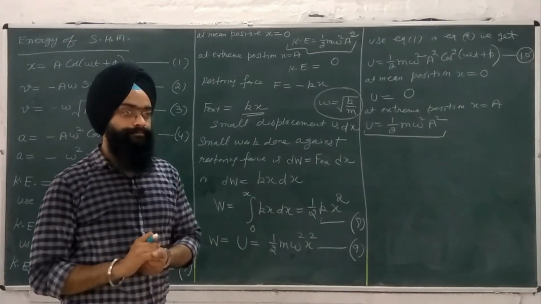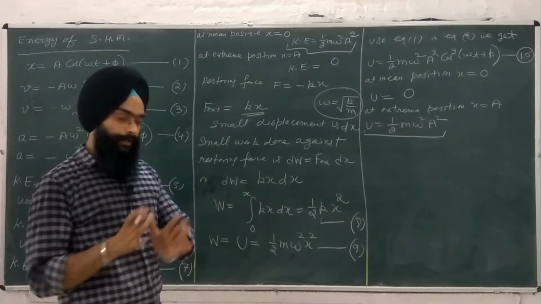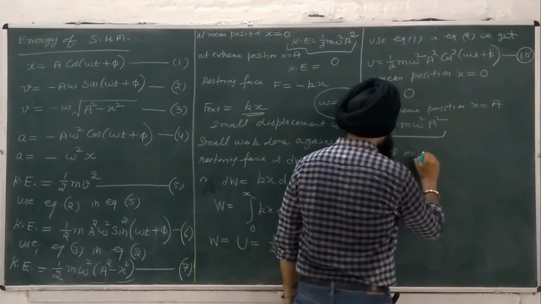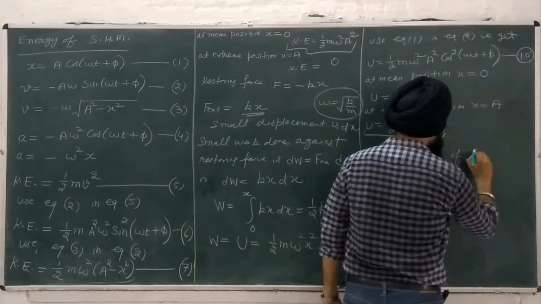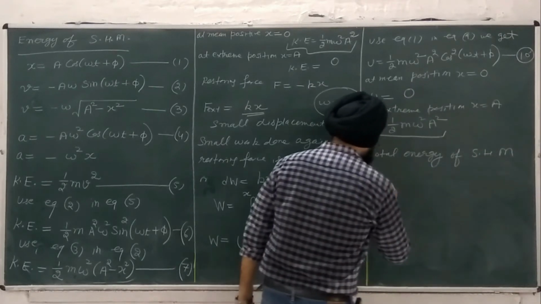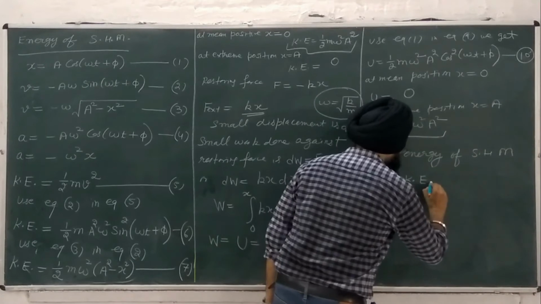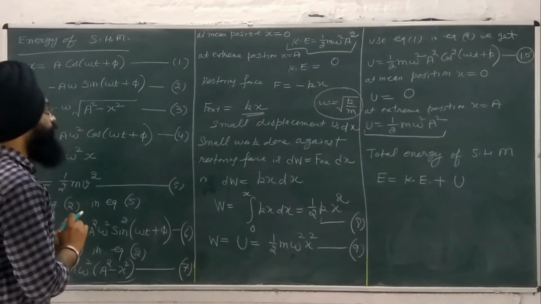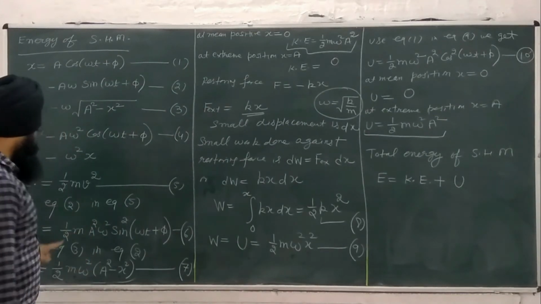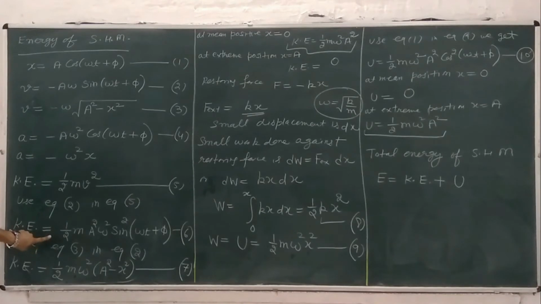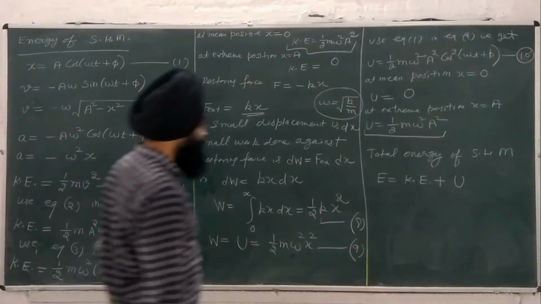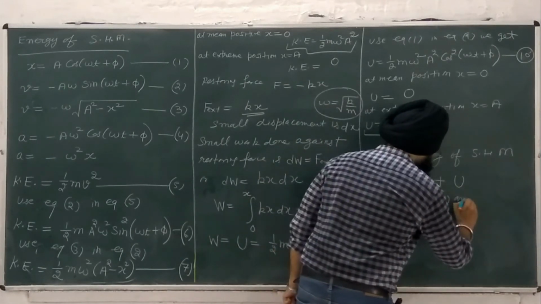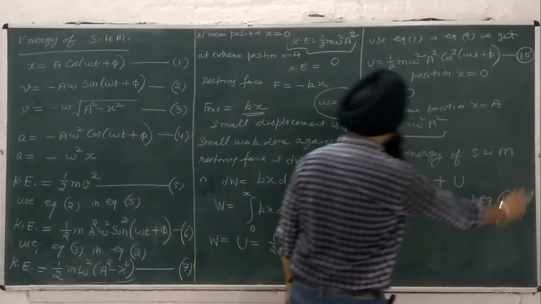We know that if other forces are not available, then the total energy of the simple harmonic motion will be given by kinetic energy plus potential energy U. Now we can add two equations here. First of all, let us add equation number 6 and equation number 10.